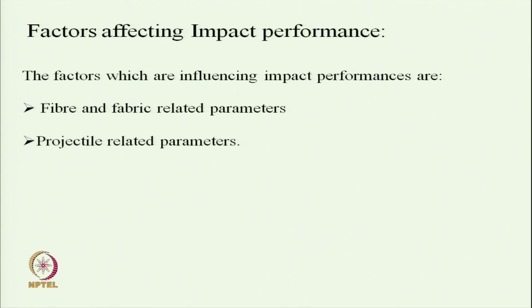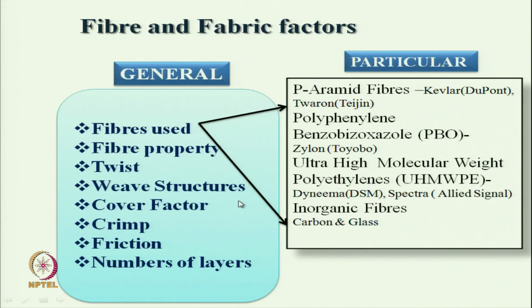So, the factors which affect the impact performance are fiber and fabric related parameters, and second is the projectile related parameters. In fiber and fabric, there are different parameters. If we see the fibers used, mainly para aramid fibers are used, like Kevlar made by DuPont, Twaron by Teijin, PBO fibers are used, Zylon by Toyobo.